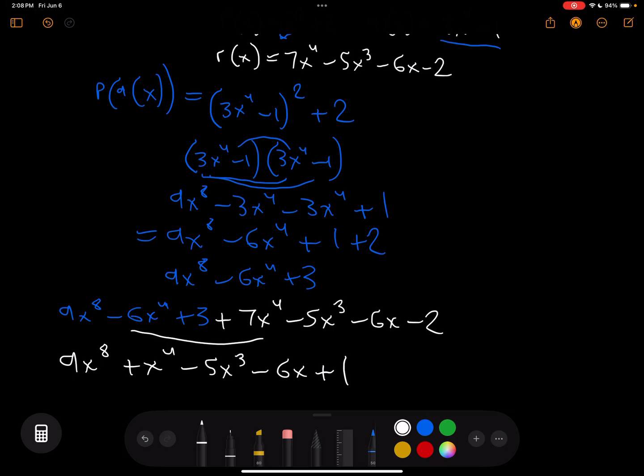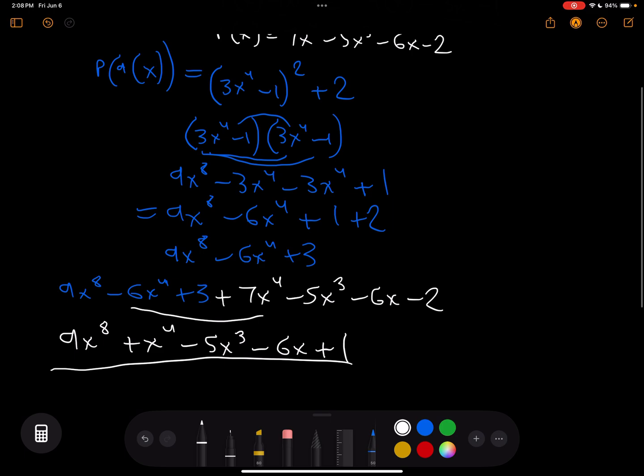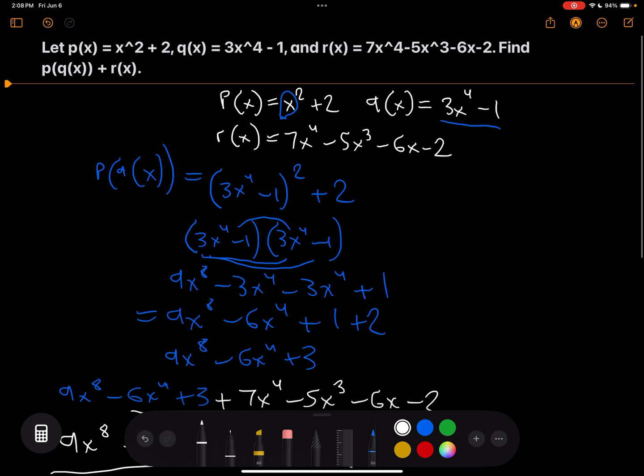And there we go. We have successfully solved the problem. That's our final result right there. 9x to the eighth plus x to the fourth minus 5x to the third minus 6x plus 1 is our final simplest form solution to this problem on function composition. Basically what we had to do here is first evaluate from the inside out when it came to p of q of x, find the value for q of x, plug that into p of x, get a result, and finally add it to r of x. That's really all we needed to do here for this function composition problem under Algebra 1.